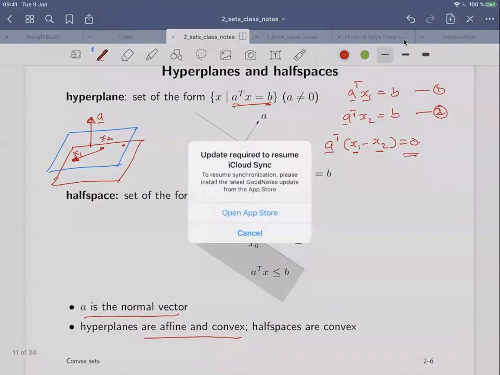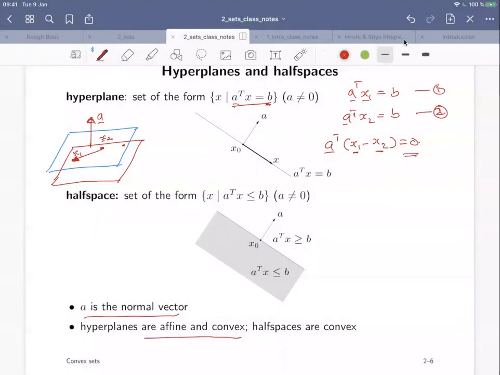Now we see what a half space is. So the definition is something similar.